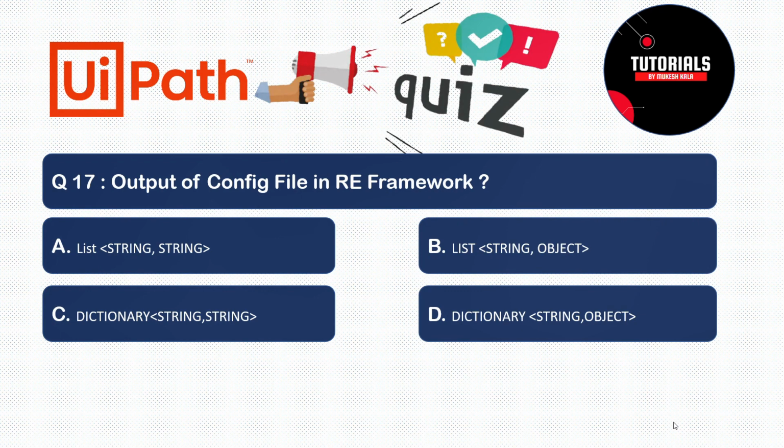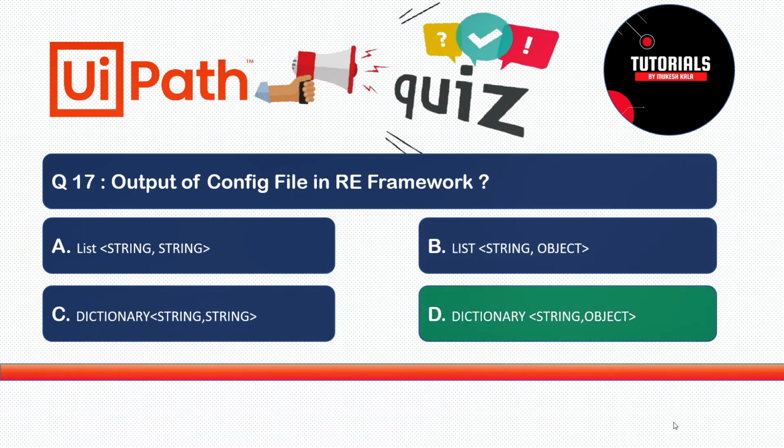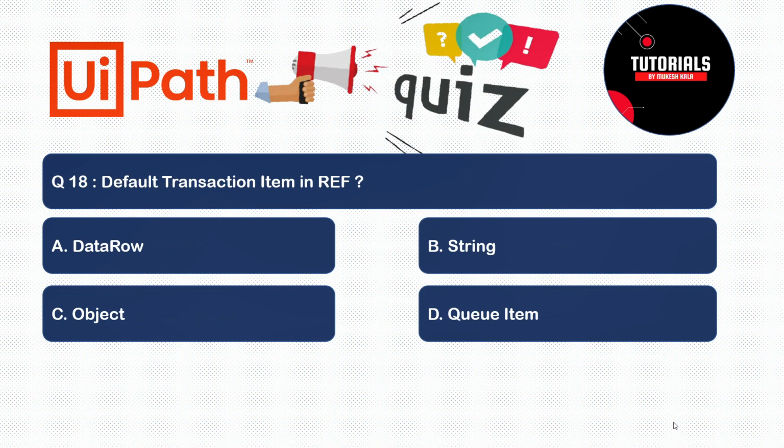Most of the people have answered this question incorrect, and the correct answer is option number D, which is the dictionary of string and object, right? So whenever we read config in UiPath robotics enterprise framework, we get something which is called dictionary of string and object.